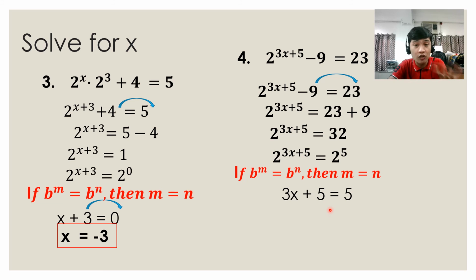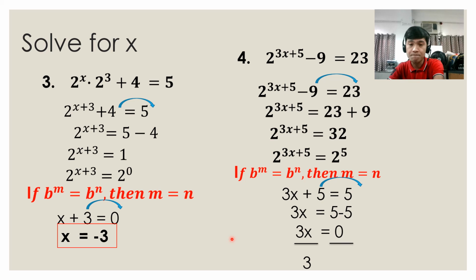Now, since we are just asked to solve for the value of x, lipat po natin si 5 doon sa kanan. So we have now 3x is equal to 5 minus 5. Simplifying this part of the equation further, we have now 3x is equal to 0. But then, since we are just asked to solve for the value of x, we can divide both sides by 3. So, ayan, 3x divided by 3, and then 0 divided by 3. Pag kinancel natin ito, our x now is equal to 0. Okay? So, our value for x, for example, number 4, which is given by 2 raised to 3x plus 5 minus 9 equals 23, the value for x is equal to 0.